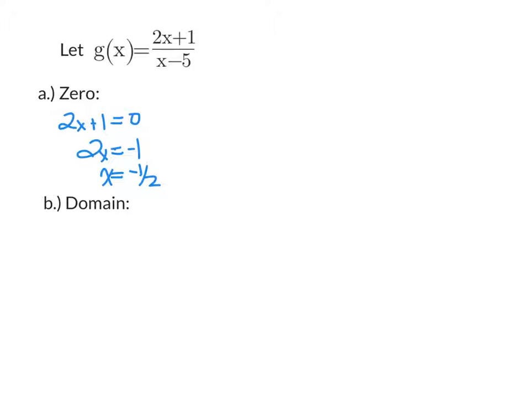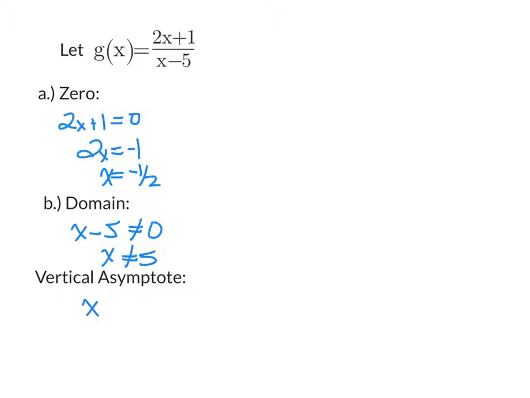Next, we want to identify the domain. That's going to happen when the denominator is equal to 0, because with a rational function, we want to make sure that the denominator does not equal 0. So our domain is that x cannot equal 5. That tells us where our vertical asymptote is going to be, and it's going to be the vertical line x equals 5.